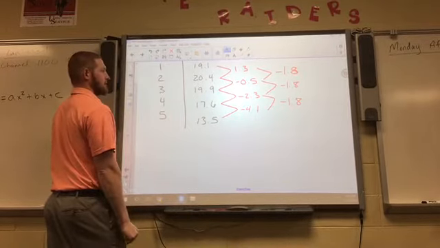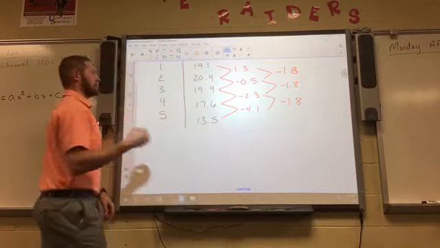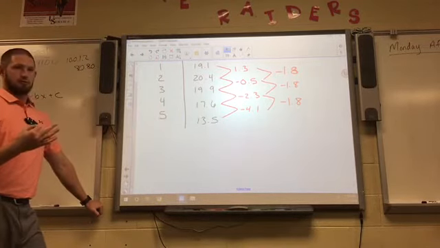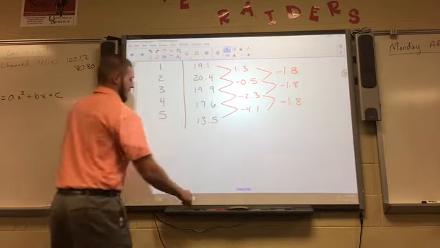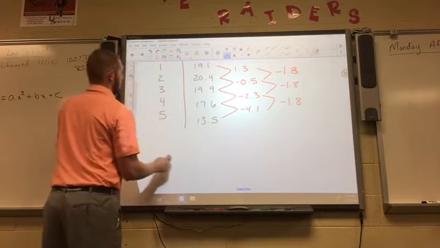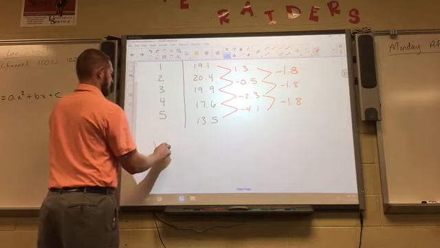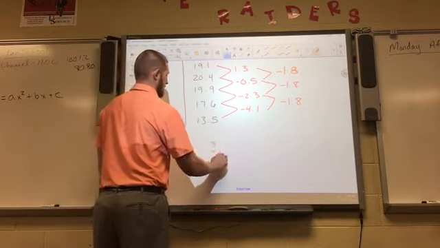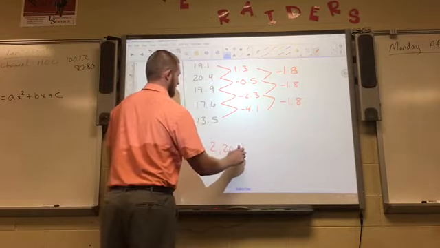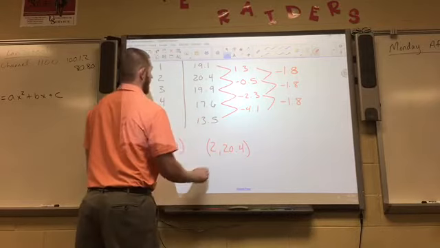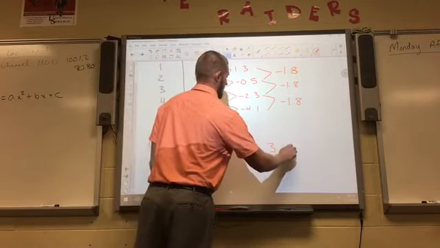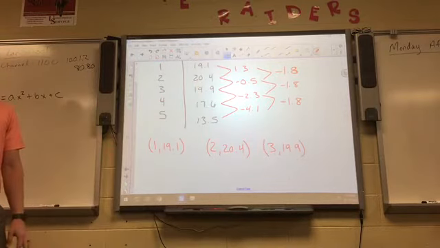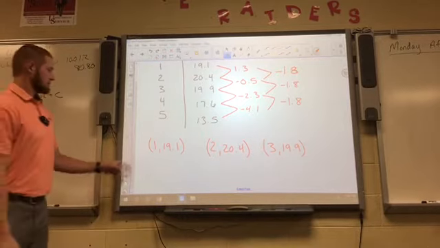So, since it worked, I'm going to pick the easiest 3 points to work with. Most likely that's going to be 1, 2, and 3. Okay? So I know that I have the coordinate points 1, 19.1, 2, 20.4, and 3, 19.9. Can we all agree with that, even though you don't know where we're going with it? We have those 3 points.